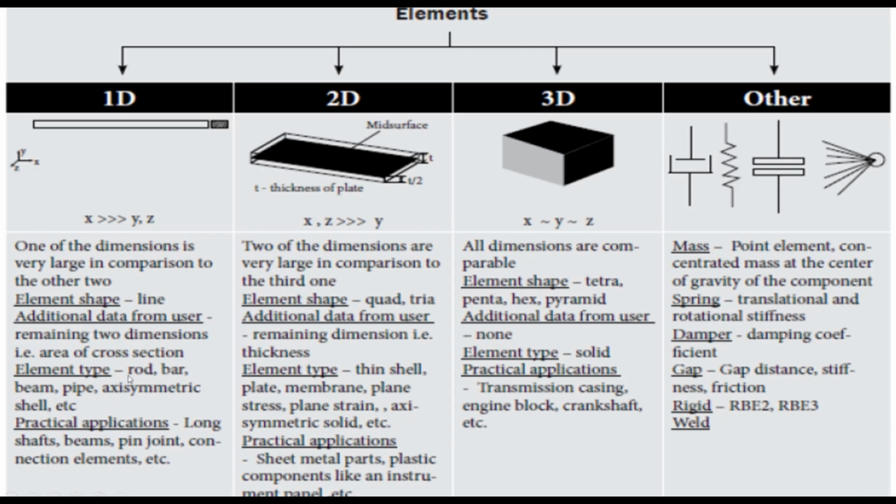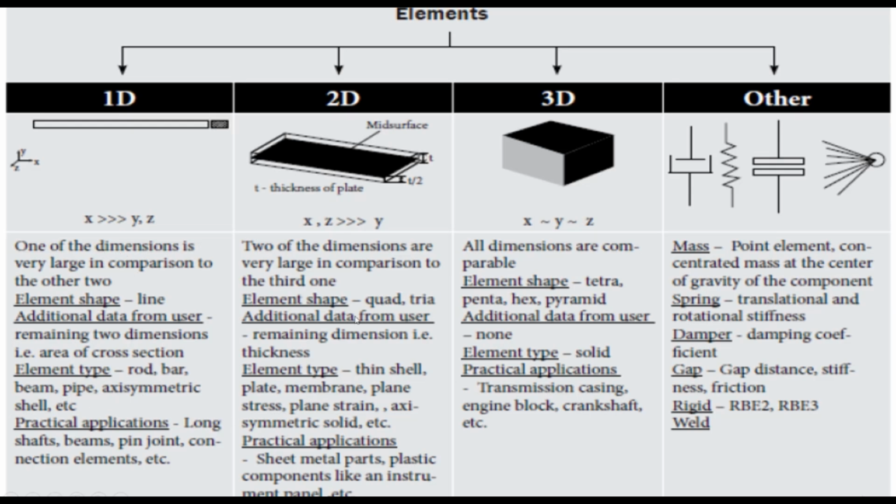Coming to the 1D element types, they are rod element, bar element, beam element, pipe element, axisymmetric shell element. So these are all examples of 1D elements. And in practical applications, when we have long shafts, beams, frame structures, pins and other sorts of structures, we may use these 1D elements to mesh them.